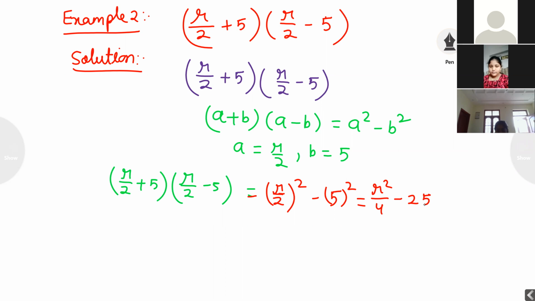Note down firstly, everyone. The value of a is r by 2. The value of b is 5. (r by 2 plus 5), second bracket (r by 2 minus 5) is equal to a square minus b square. The value of a is r by 2. (r by 2) whole square minus 5 square. (r by 2) whole square means r square by 4 and 5 square means 25.